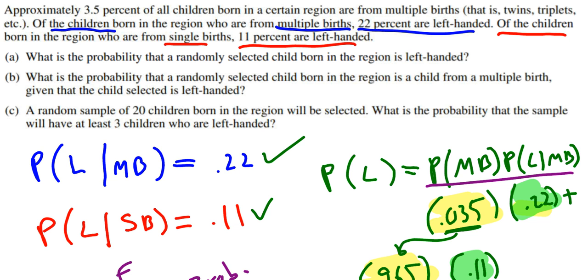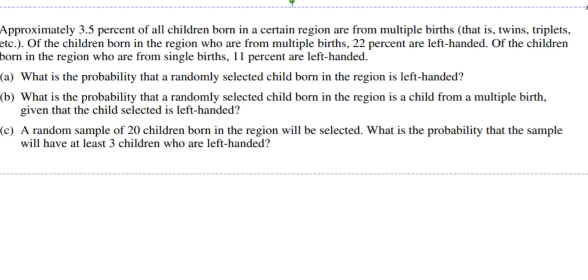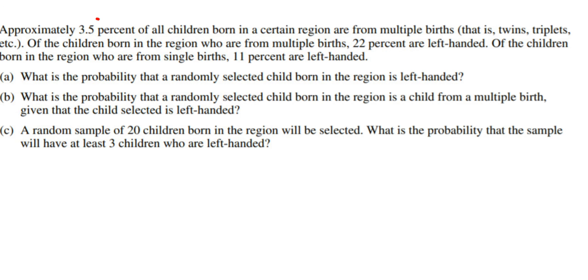Okay, let's take a look at the next question. And I think to do this, I'm going to copy this question and take it to a new page because I wrote all over it. Let's do that. Okay, there we are. And so what are they telling us here? They're saying in part B here, what is the probability that a child selected born in the region is from a multiple birth, given the child is left-handed?